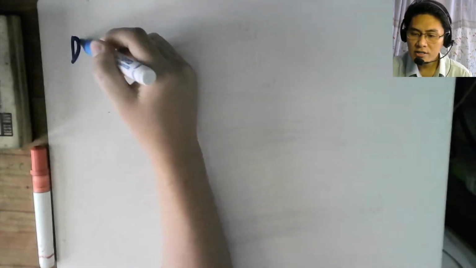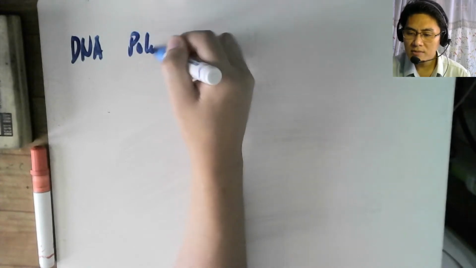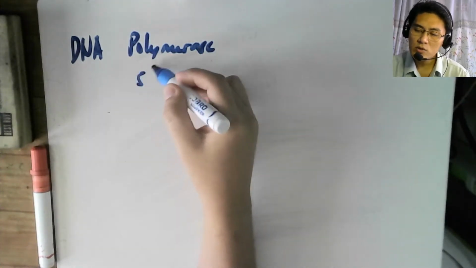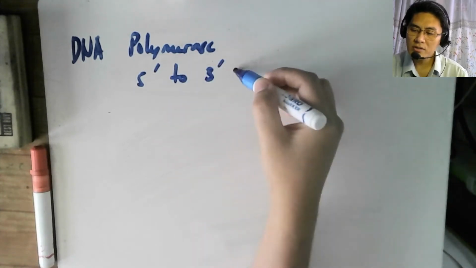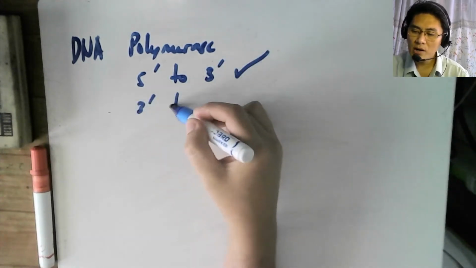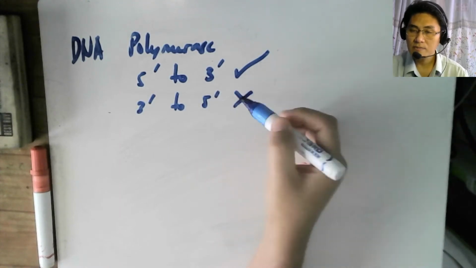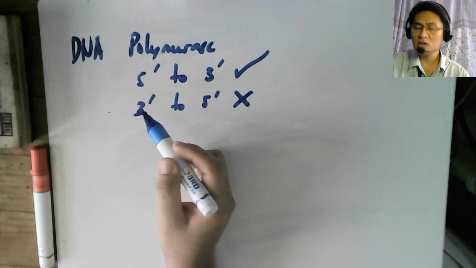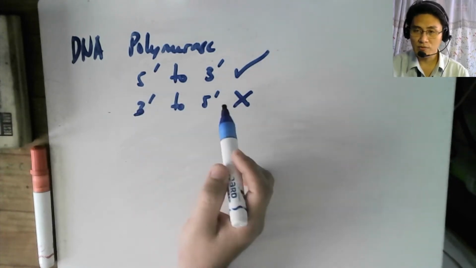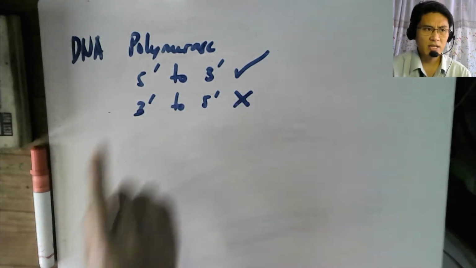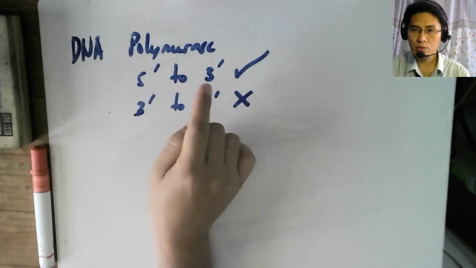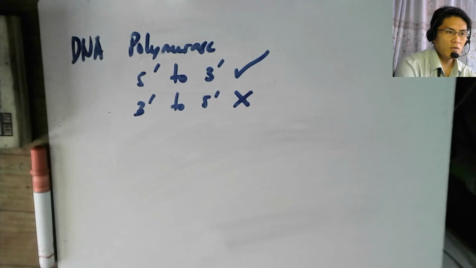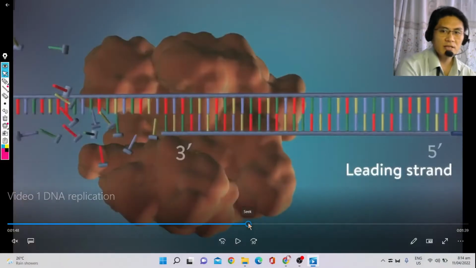So understand that a DNA polymerase is kind of limited in the sense that it can only do 5 prime to 3 prime direction, but it cannot do 3 prime to 5 prime direction. Okay? More on this later, why it cannot do 3 prime to 5 prime, with an analogy. But for now, just remember that it will only build from 5 prime to 3 prime. Okay? So before we go further, let me point out some things here.